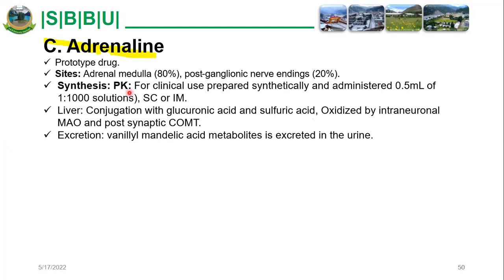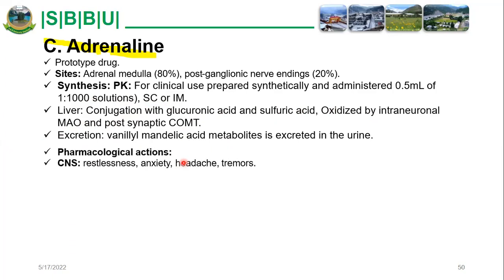The synthesis and pharmacokinetics: for clinical use, it is prepared synthetically and administered at 0.5 ml. Its solution is available as a 1:1,000 solution, which is highly diluted. It is administered subcutaneously and intramuscularly, metabolized by the liver by conjugation with glucuronic acid and sulfuric acid, and oxidized by monoamine oxidases. It is excreted in the urine in the form of mandelic acid metabolites.